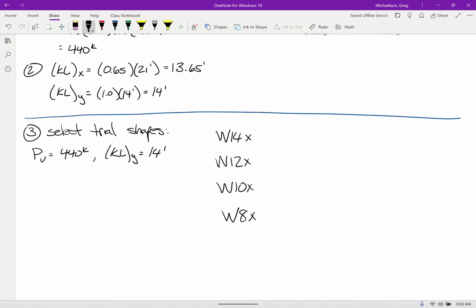61. A 61. Okay. Now, let's talk about why you picked that. What is its capacity at that intersection? 571. So I guess if you're having a difficulty with this, the first thing I would ask is, are you able to find that value? At a KL of 14 feet for a W14 by 61, can you see the 571? Does everybody see that? If you don't, that's fine. Tell me.